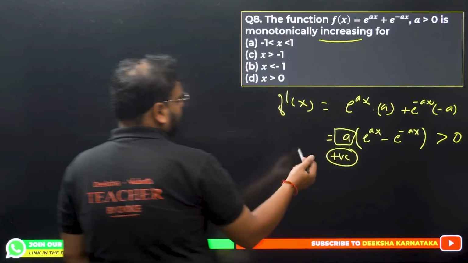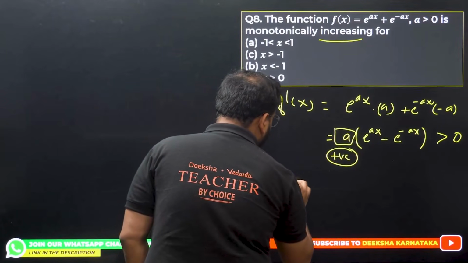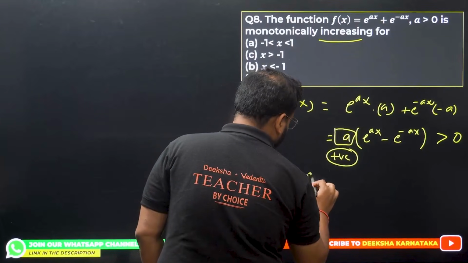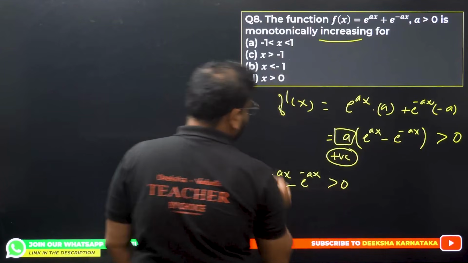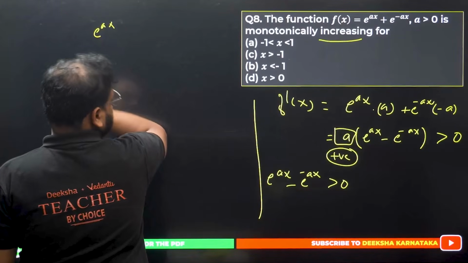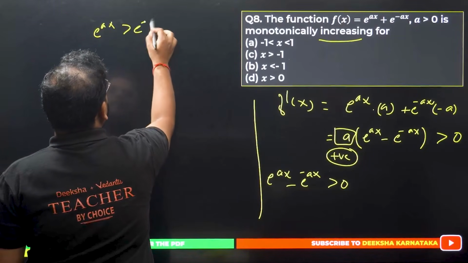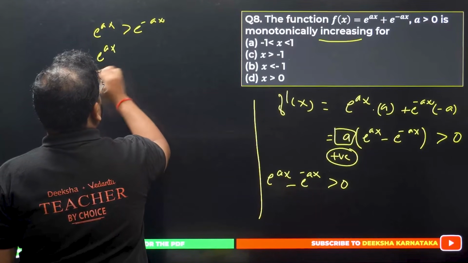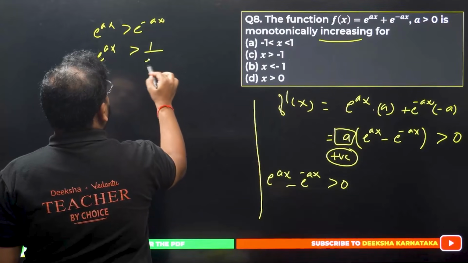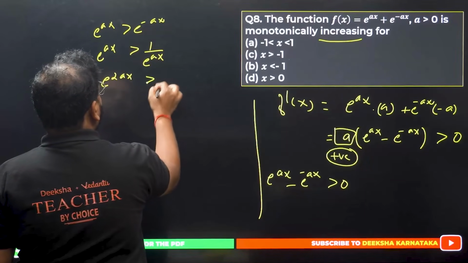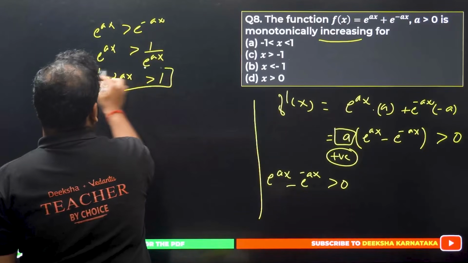Alright. So if I go ahead with this, I can get e power ax minus e power minus ax more than 0. What I get from here? Please check. From here I'm getting e power ax is greater than e power minus ax. What it means? You get e power ax greater than 1 upon e power ax, cross multiply, you're gonna get e power 2ax is more than 1. So I hope this part is clear, right?